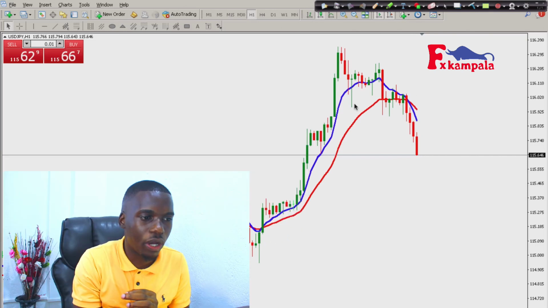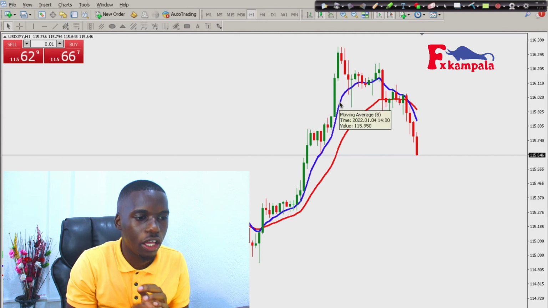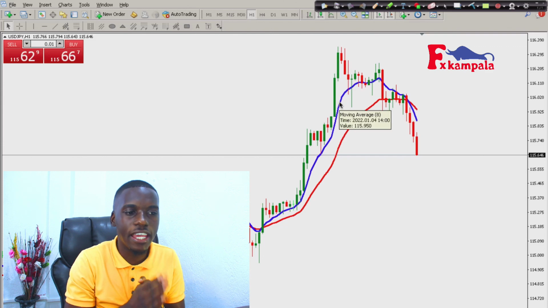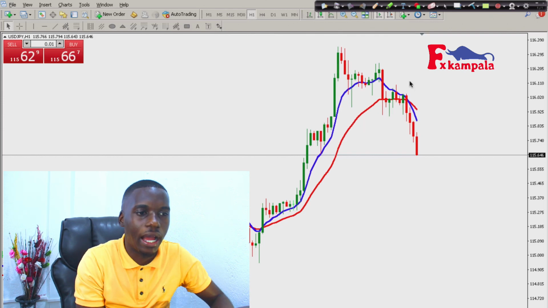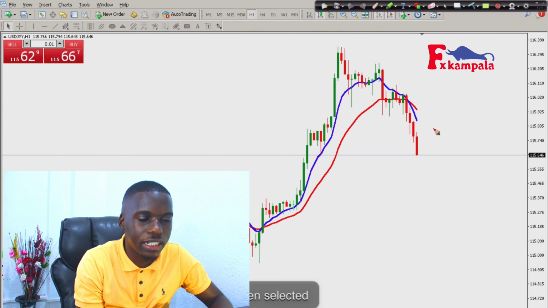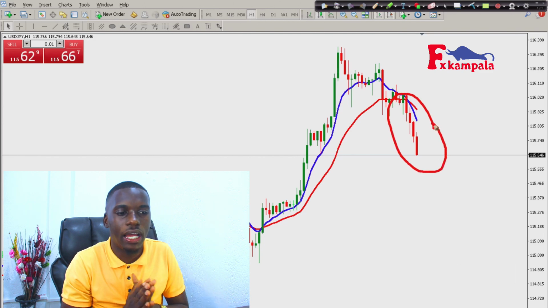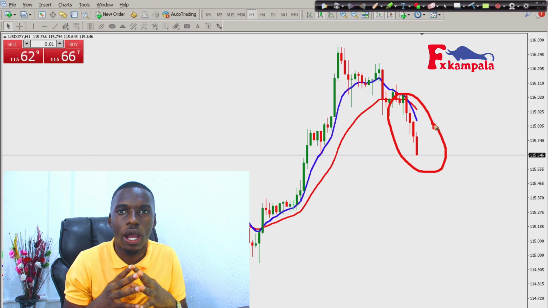If you can look critically, you'll notice that the blue line is the 8 exponential moving average, and the red one is the 21 exponential moving average. These are generally showing us the general trend, and this particular section is telling us that the general trend is a downward trend.